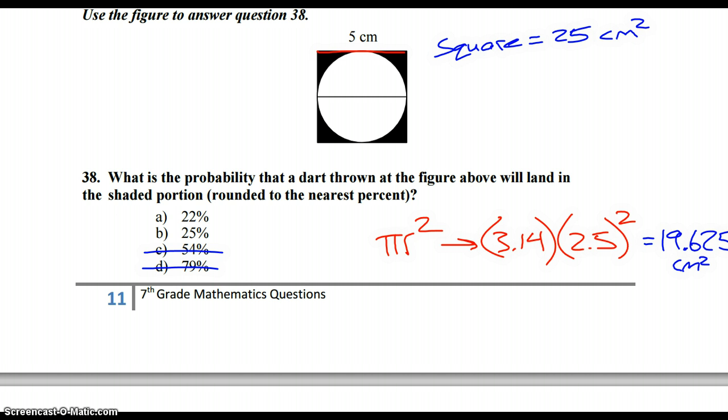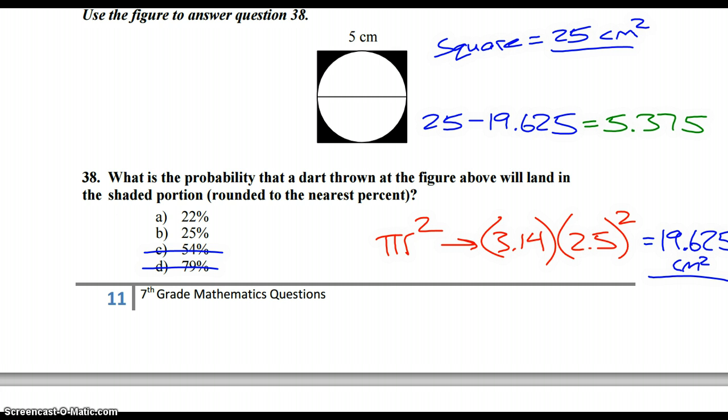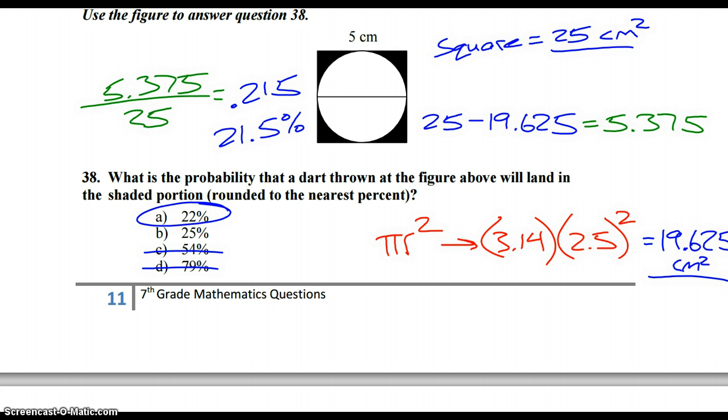Okay? And what we're going to want to do is actually figure out the area of that shaded portion, because that's what we're interested in. Well, the area of the shaded portion should be taking the square area and subtracting out the circle area. So if I take 25 minus 19.625, I will have that shaded portion area. So I'm going to take 25 minus that, and I get 5.375. Then how much of that area makes up the total square area. So I'm going to take 5.375 and divide it by 25 and see what we get here. So 5.375 divided by 25 is 0.215, and as a percent is 21.5%, but we get to round to the nearest percent. So about 22% chance that we have a dart that would land in that shaded portion. A lot of steps for that particular problem.